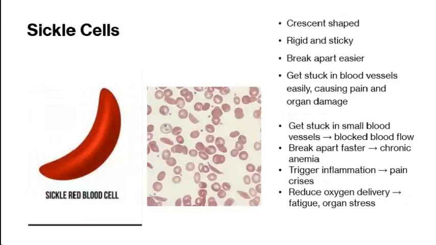Now, sickle cells are more of a crescent shape, like a banana almost. They're very rigid, very sticky. They break apart easier because they're much more fragile than normal red blood cells are. And because of their odd shape, they get stuck in blood vessels and capillaries more easily, which causes pain and organ damage in people that have sickle cell disease.